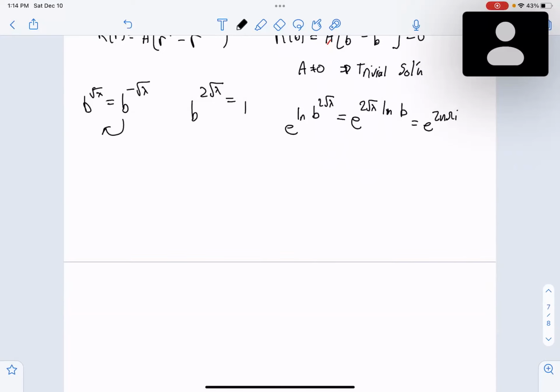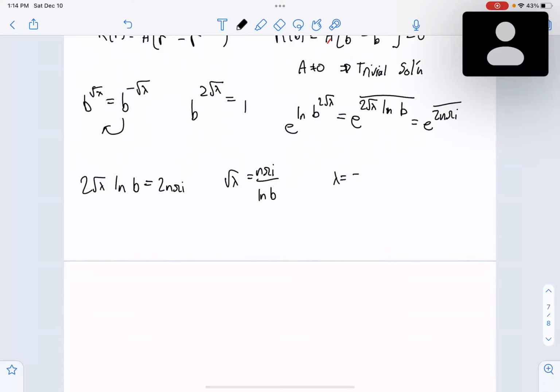Now that we're given this, obviously we can go ahead and say then that this here is equal to this. We have 2 root lambda ln b is equal to 2 n pi i. And obviously then root lambda is equal to n pi i over ln b. And then just simply enough, go ahead and square that. We get lambda is equal to negative n squared pi squared over ln of b squared.